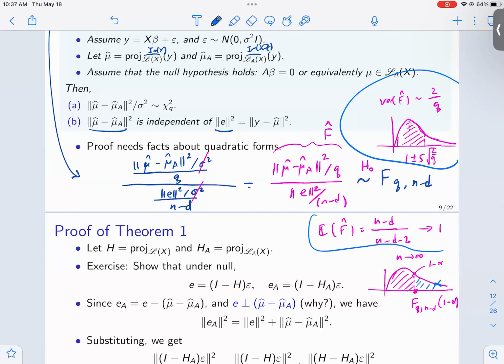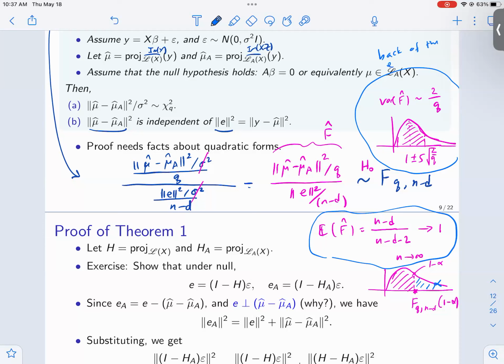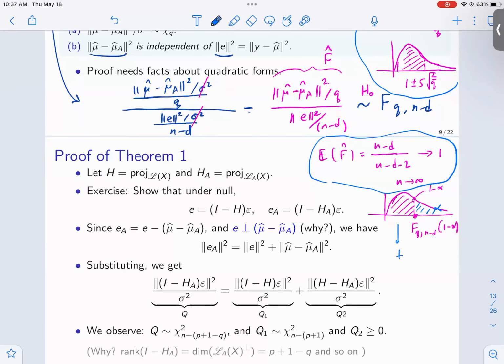This is the back of the envelope calculation. This is the proper way.